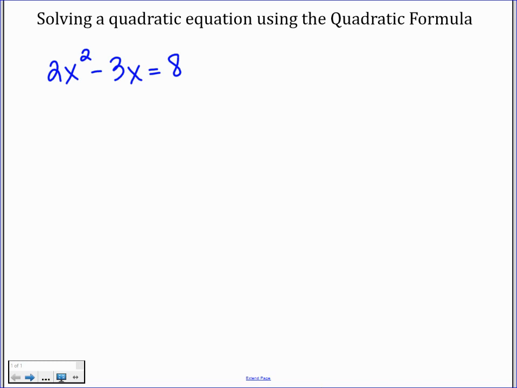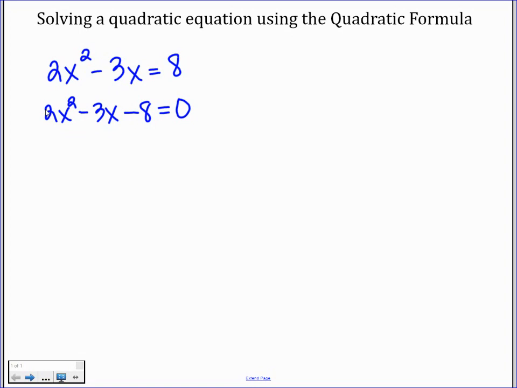All right, so today we're going to solve a quadratic equation using the quadratic formula. So the first thing we want to do is put this into standard form. So we need to get 8 on the other side. So let's subtract 8 from both sides and write it like this. We get 2x squared minus 3x, and then subtract 8 on both sides, so negative 8 equals 0.